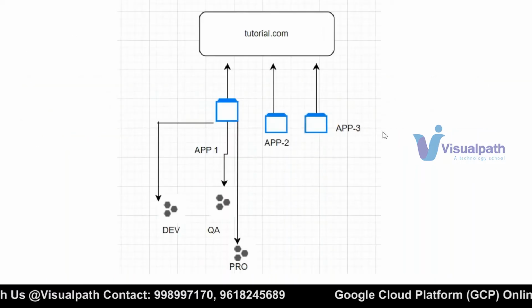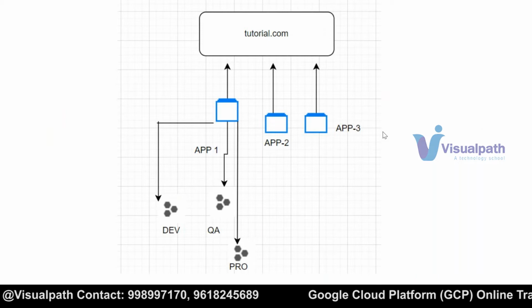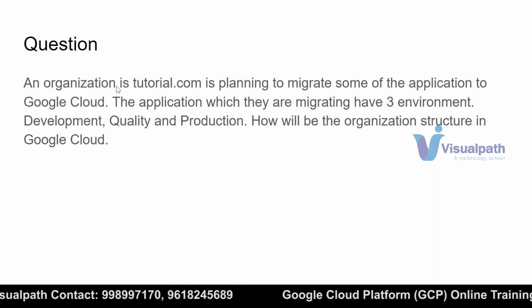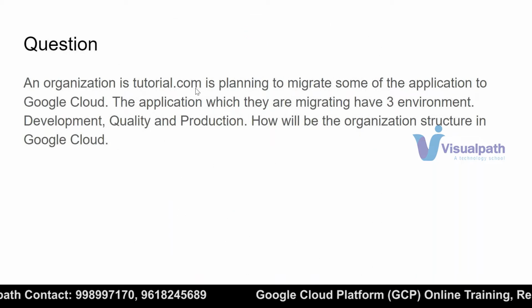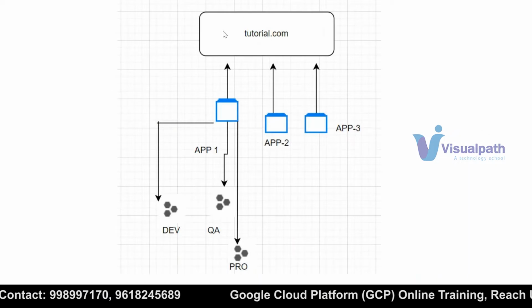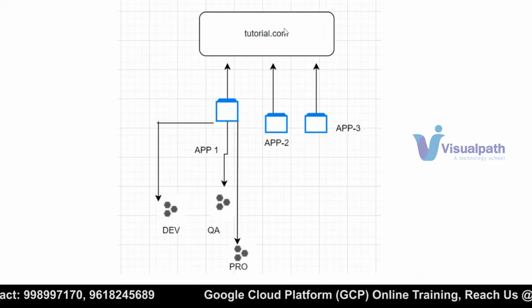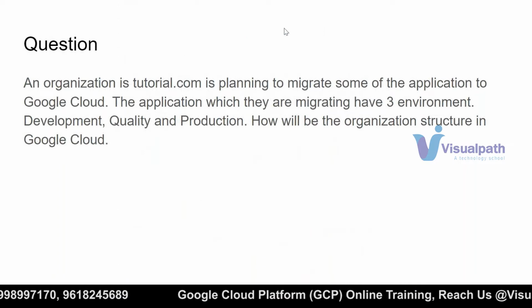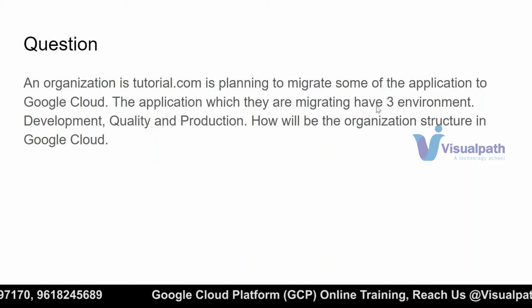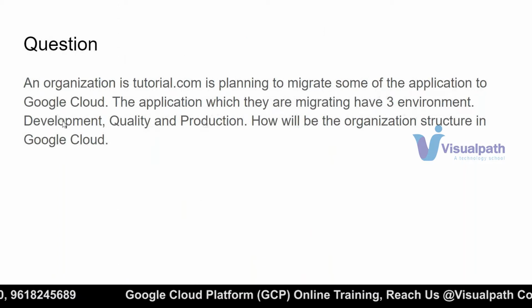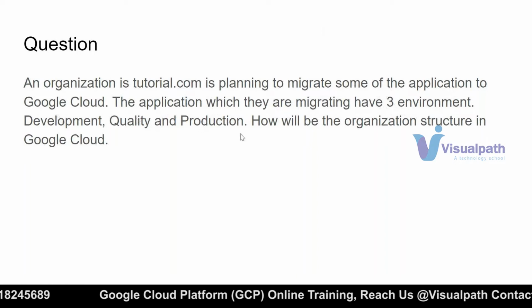So this is just a rough diagram. Here you can see the organization name is tutorial.com, so the root node will always be tutorial.com. Next, say they have to migrate some application, and the application they are migrating has three environments: development, quality, and production.